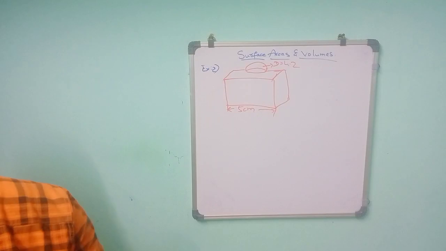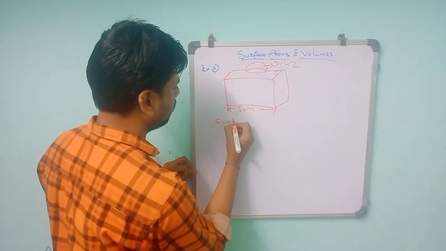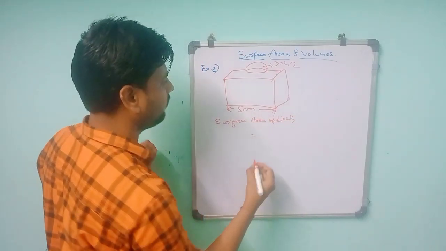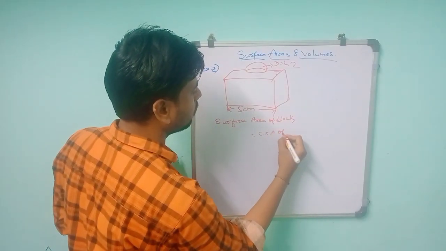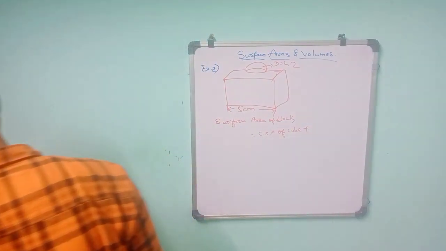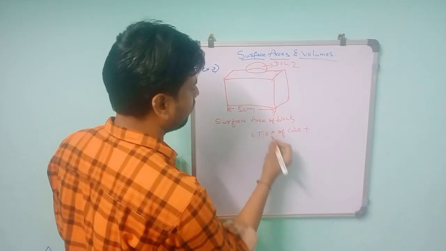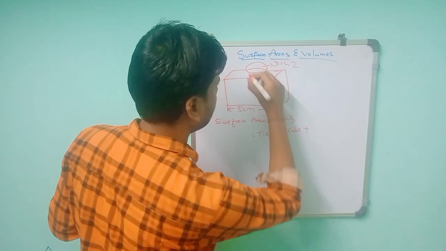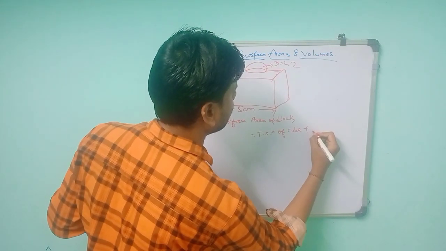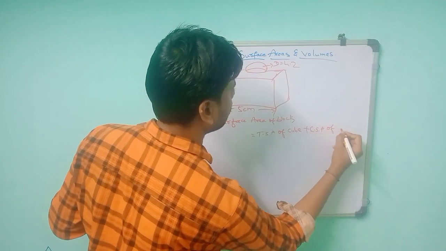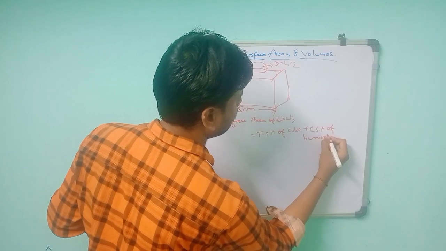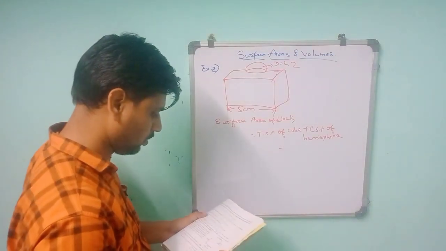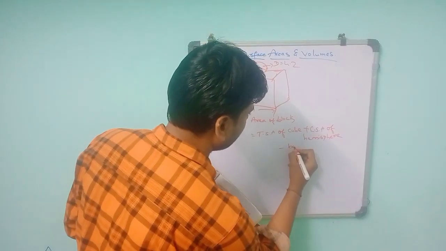To calculate the surface area of the block, we take the total surface area of the cube, plus the curved surface area of the hemisphere, minus the base area of the hemisphere.